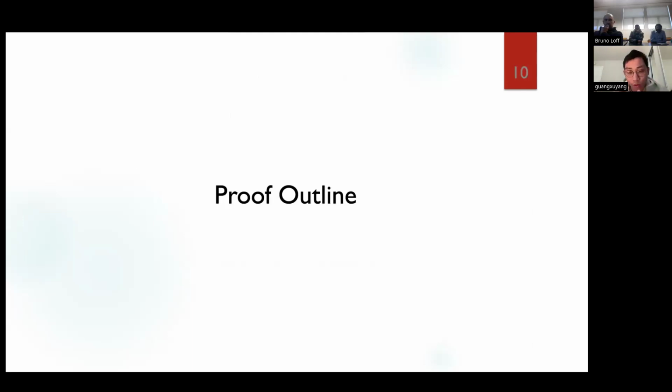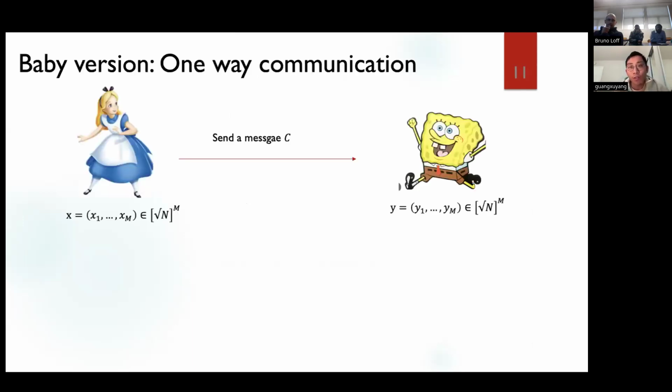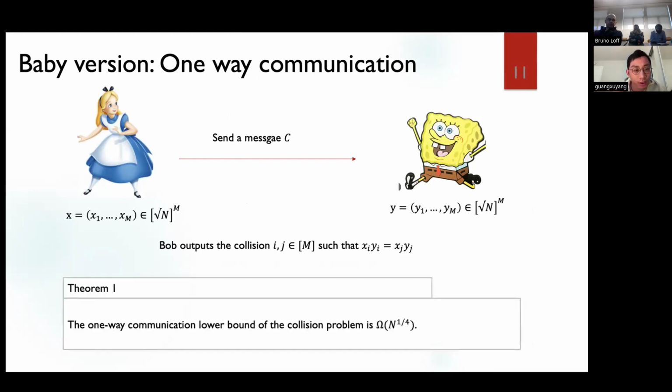So let's turn to our proof outline. I think I gave almost all the proof details. First, I want to present a baby version, the one-way communication setting. Alice just sends one message C to Bob, and Bob needs to output a collision ij such that xi equals xj. We want to prove the one-way communication bound is omega n to the power of 1/4.